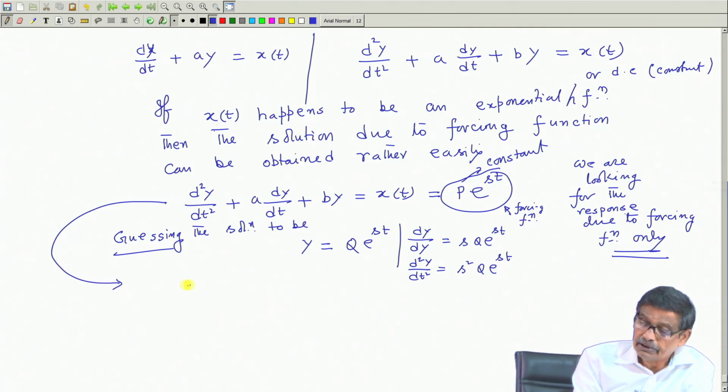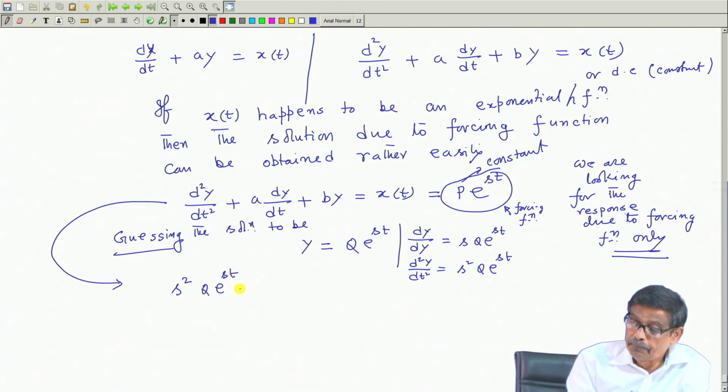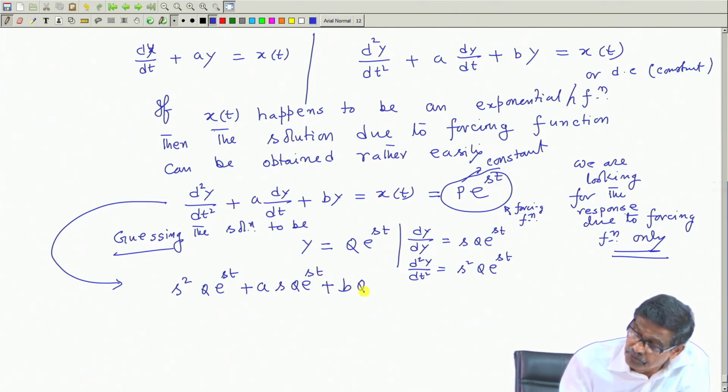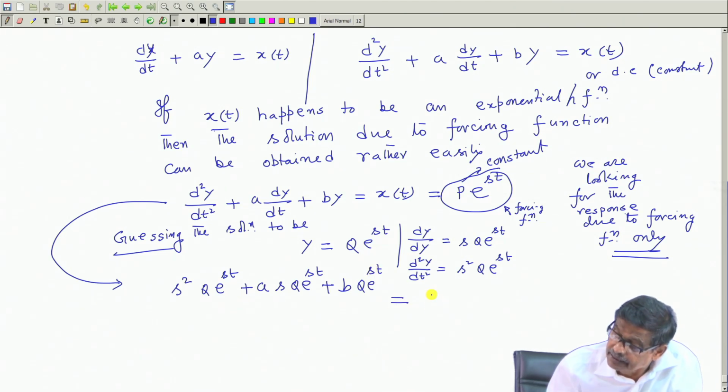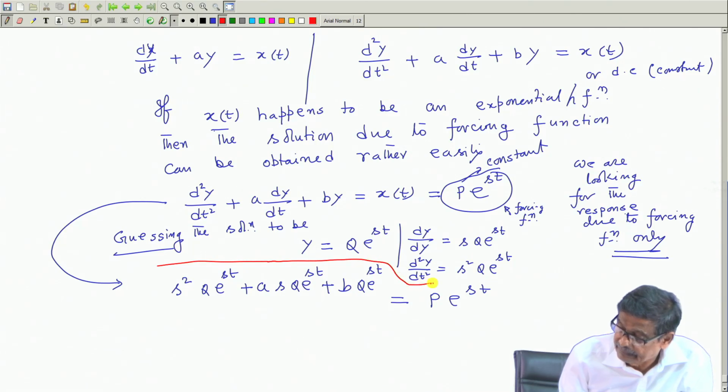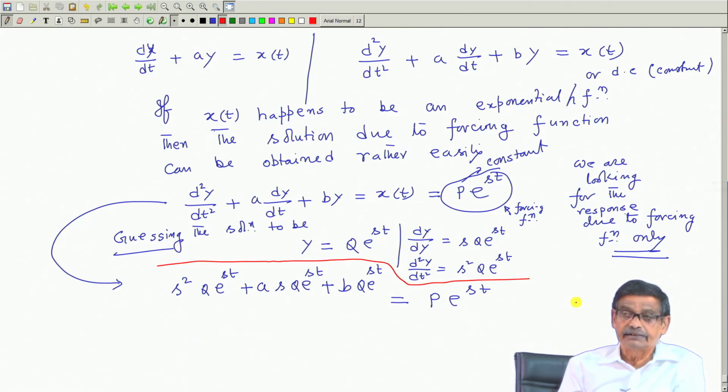What will you get? You will get s square q into e to the power s t, that is the first term, plus a times dy/dt, which is a s q e to the power s t, plus b times y, which is b q e to the power s t. And on the right hand side, I have got p into e to the power s t, is it not? This is the equation I will get.